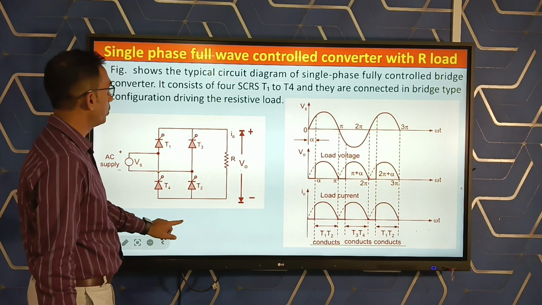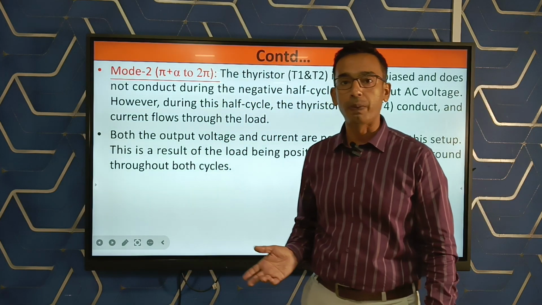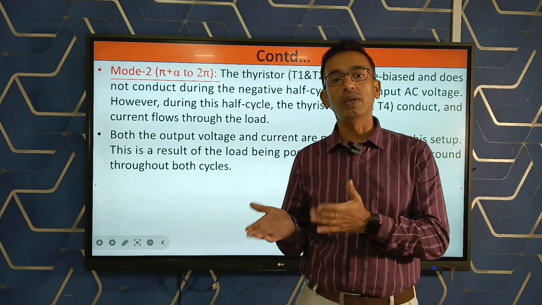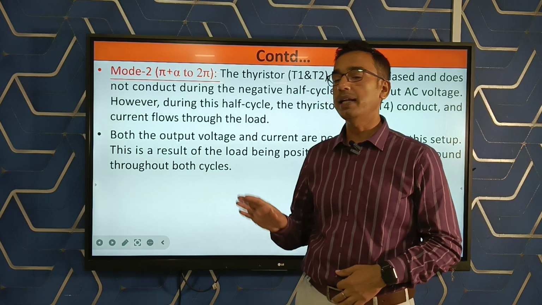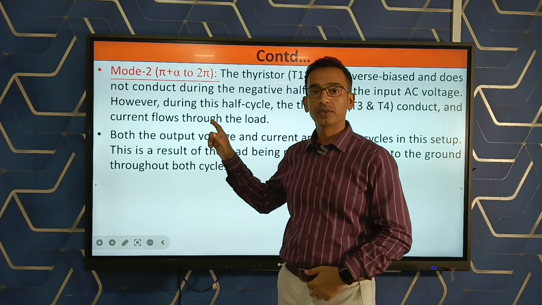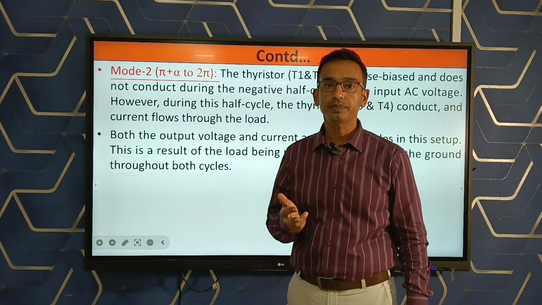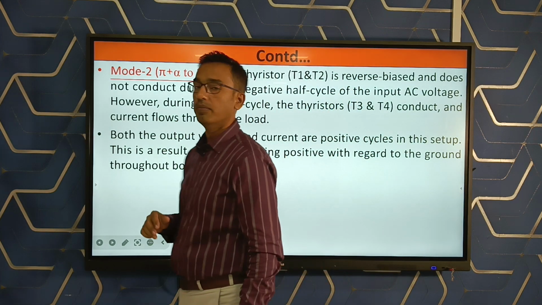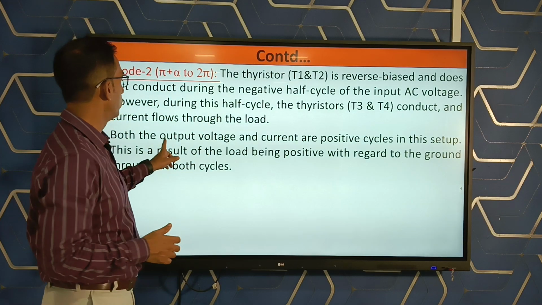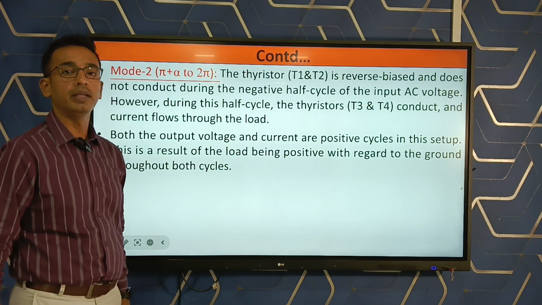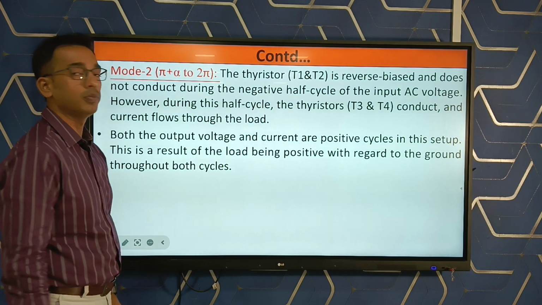Now you see mode 2. Mode 2 starts from pi plus alpha to 2 pi. At pi, thyristors T1 T2 will turn off, and at the angle pi plus alpha, T3 T4 will start and conduct. That is mode 2, and T1 T2 will be reverse biased. During this time also, the output voltage and current are positive. The load voltage is positive with regard to the ground throughout both cycles.